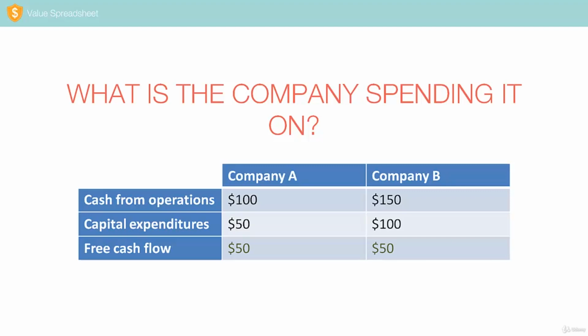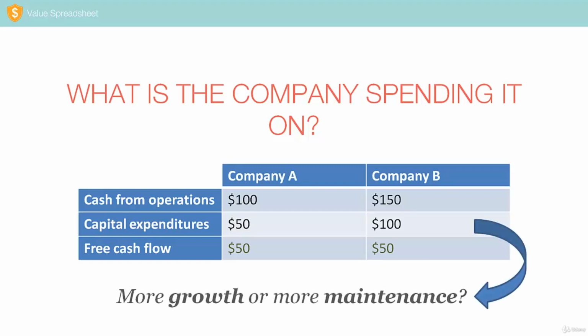Let's look at the following example. Company A has the same free cash flow as Company B. The difference is that Company B is spending twice as much on capital expenditures. This means Company B is investing more money into future growth than Company A. On the other hand, it could also mean that Company B is simply paying higher maintenance costs for its factories and machinery. Some industries simply require more capital expenditures than others. You'll have to read a company's quarterly or annual reports to find out more about this.